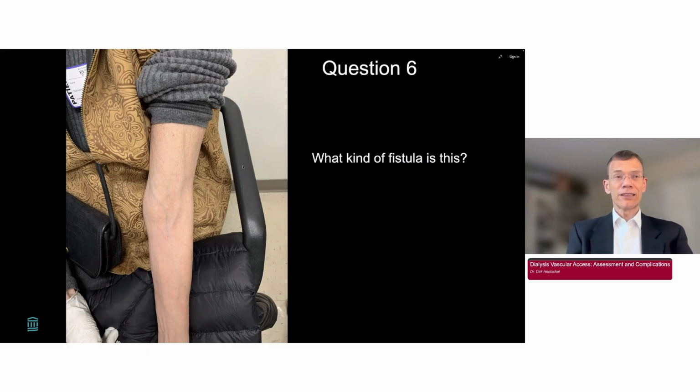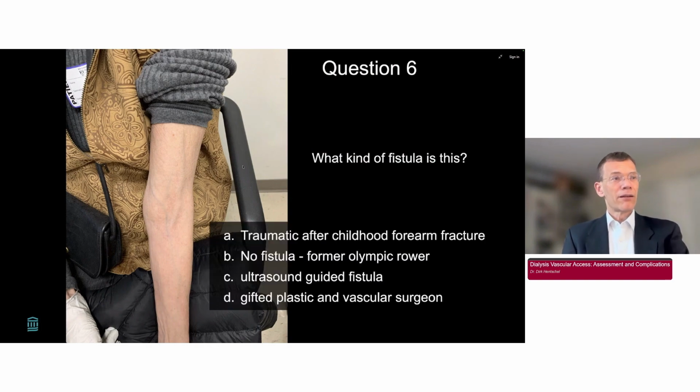All right, question 6. What kind of fistula is this? You just have to believe me, this is a fistula. And there are some options here. This may be a traumatic fistula, after forearm fracture. It's actually not a fistula, trick question. This is somebody who's just exercising a ton. Or this may be an ultrasound-guided fistula, or it was created with ultrasound guidance. Or it's the collaboration of gifted plastic and vascular surgeons, and you can't really see where they even made an incision.